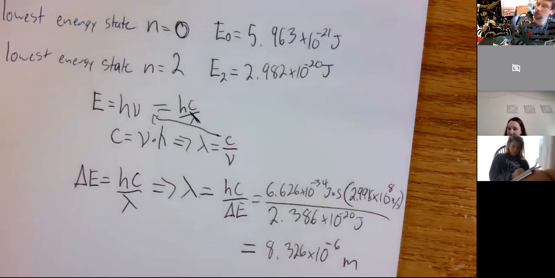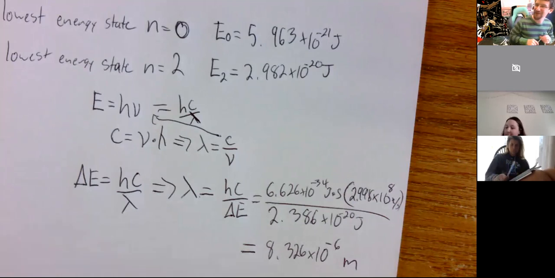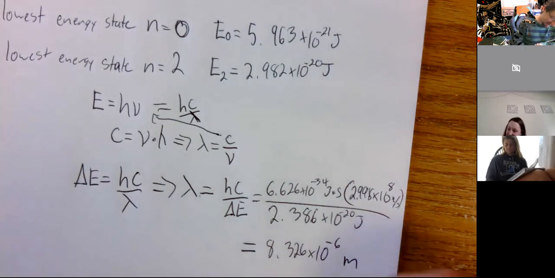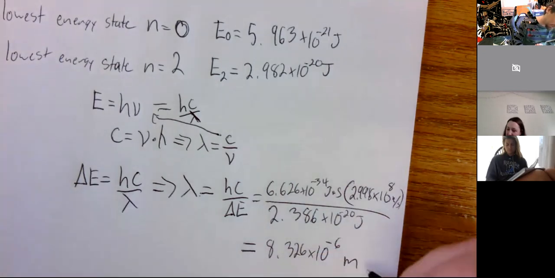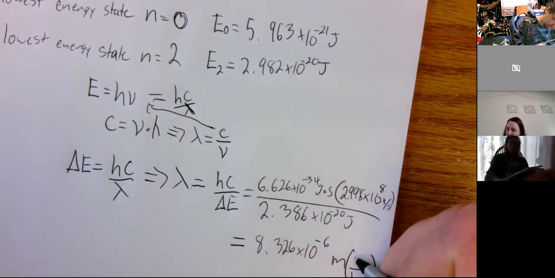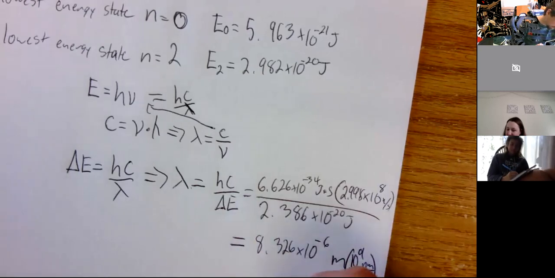Now, does that answer the question? No. What were we trying to get to? Or do you just assume that because I said, does that answer the question? Nanometers. Yeah, we got to get the nanometers. So for every 1 meter, how many nanometers? 1 times 10 to the 9th. Yep. So in that case, we get 8,326 nanometers as our answer.